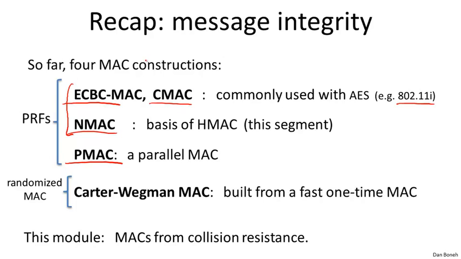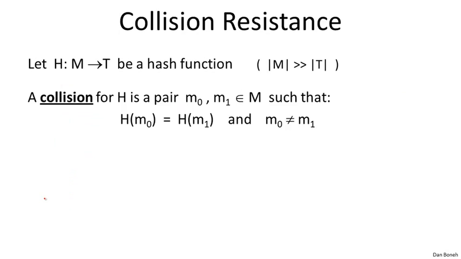And then in this module, we're going to construct MACs from a new concept called collision resistance. And so the first thing we're going to do is construct collision-resistant hash functions. So let's first of all start by defining what it means for a hash function to be collision-resistant. So think of a hash function from some message space to a tag space T, and you should be thinking of the message space as much, much bigger than the tag space. So the messages could be gigabytes long, but the tags would only be like 160 bits.